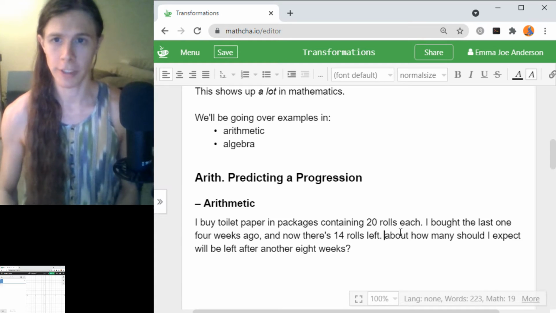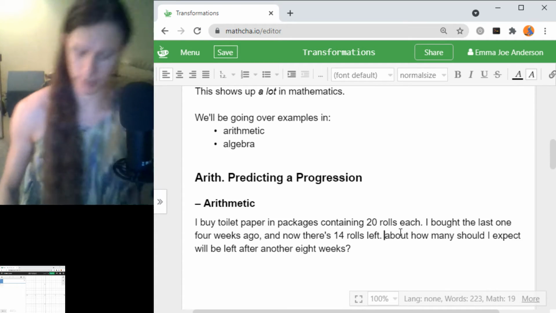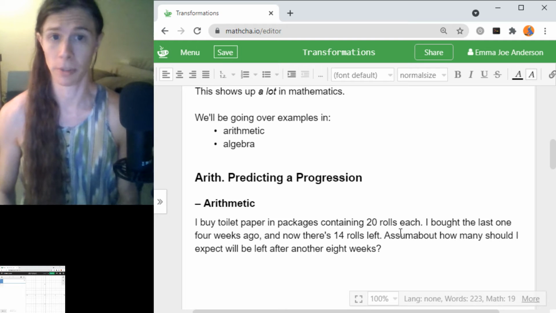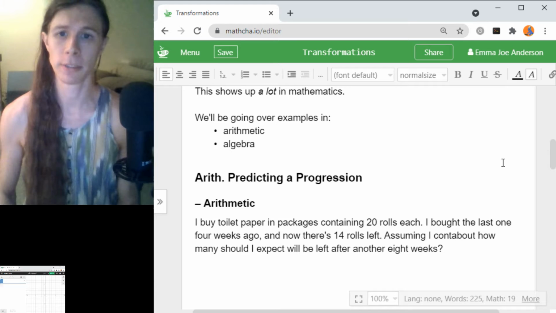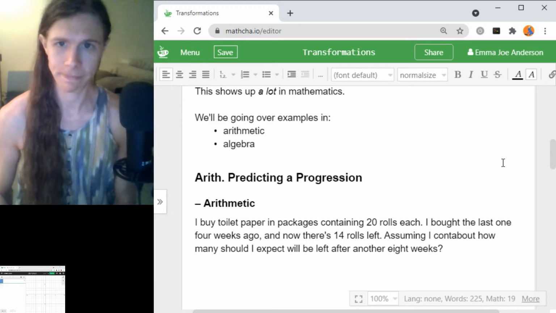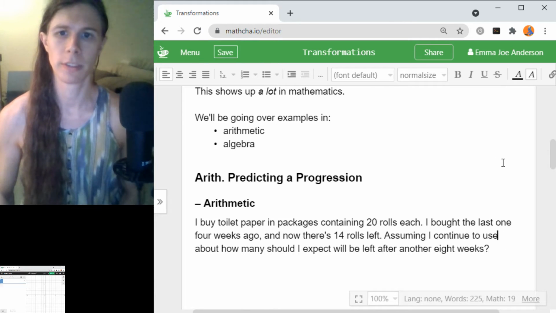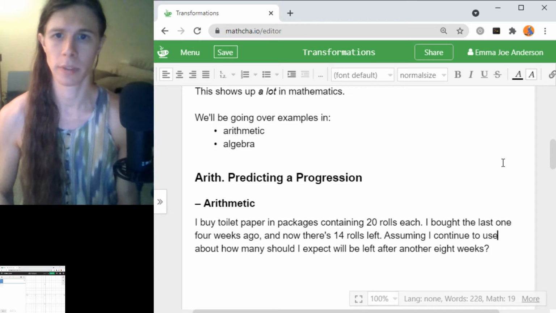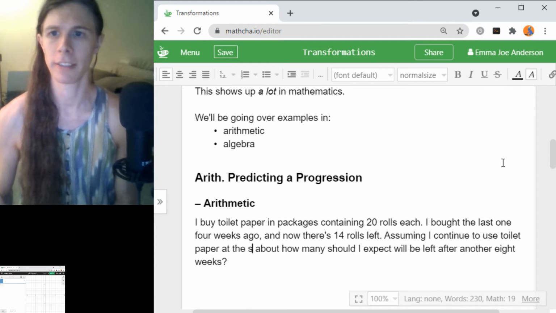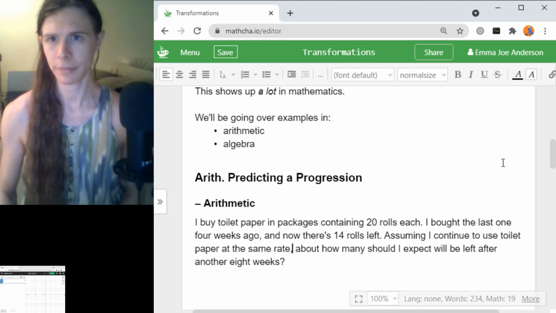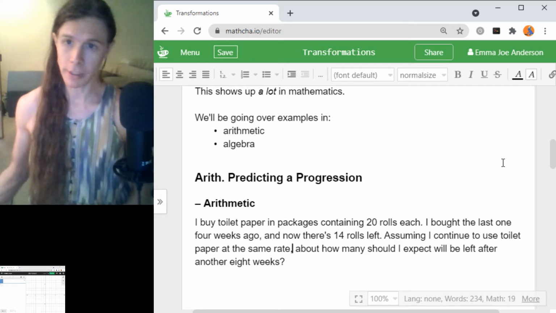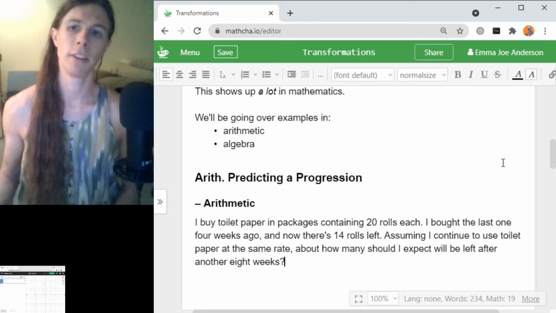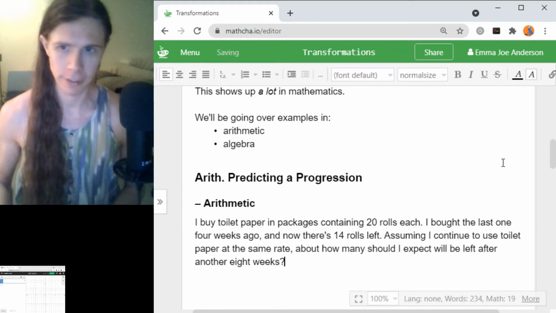And a reasonable assumption to have with that, in order to be able to solve the problem, is let's assume that I continue to use the toilet paper at the same rate. So if I assume that I keep using it at the same rate I've been using it, how many do I expect after another 8 weeks?